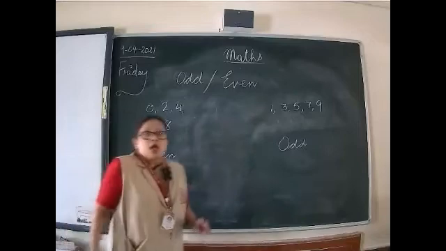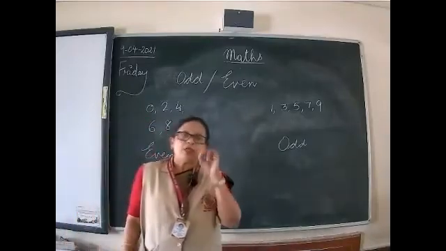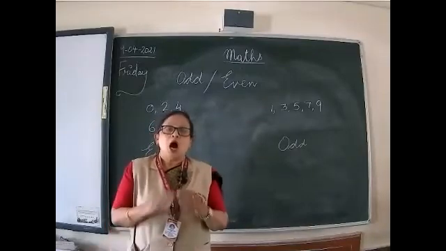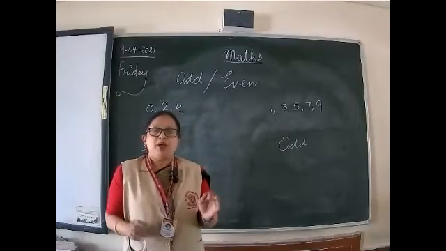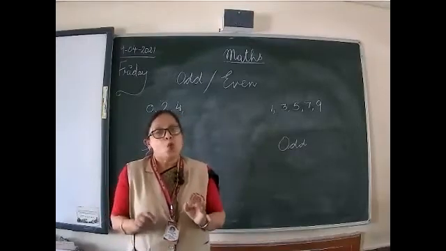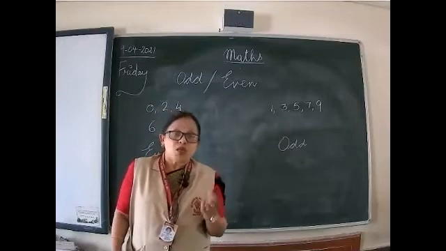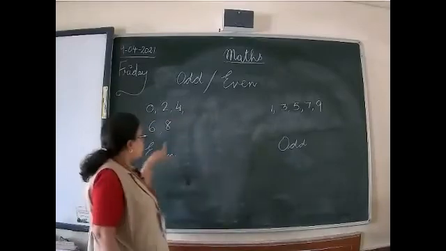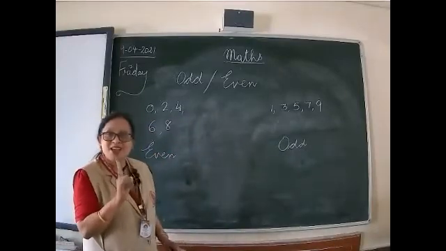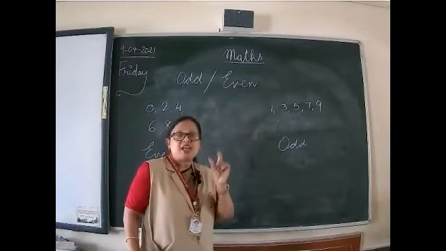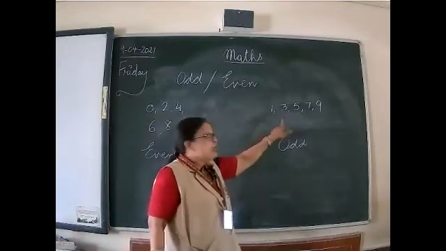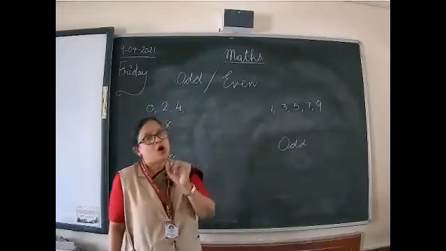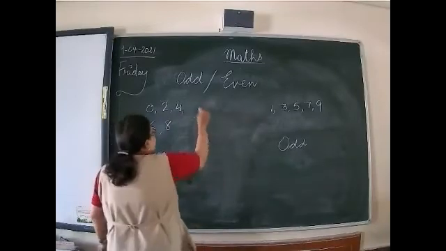Now, children, to find out whether a number is odd or even, you just have to look at the ones place. However big your number may be, you only have to look at the ones place. You have to find out which digit is at ones place. If the digit at ones place belongs to this team, then the whole number will be even. And if the digit at ones place belongs to this team, 1, 3, 5, 7 or 9, any one out of these 5, then the whole number will become odd. I'll explain here. Let's see.